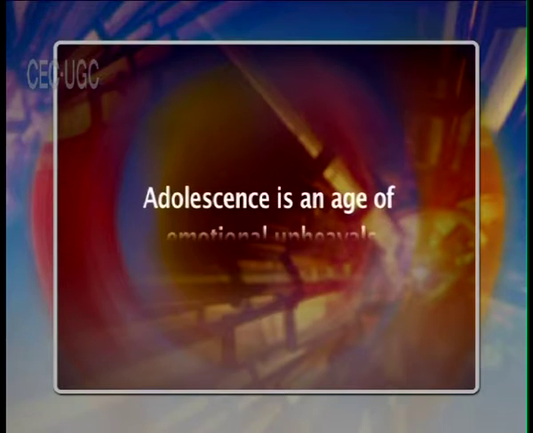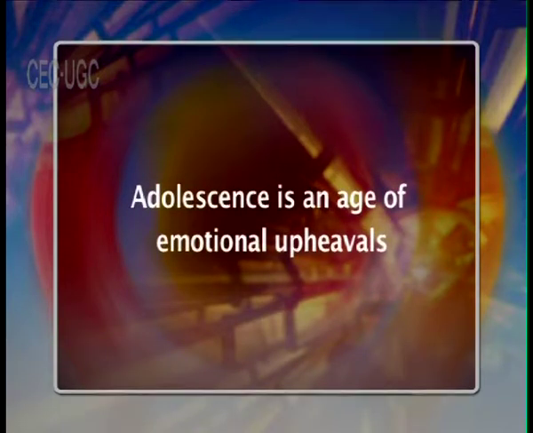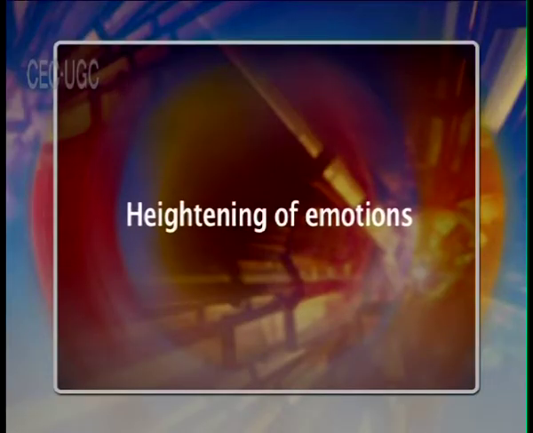Fifth, emotional aspect. Adolescence is an age of emotional upheavals. The adolescent is driven by instincts and tendencies, and this influence changes from moment to moment. Heightening of emotions. Adolescence is the period of heightened emotionality. Their emotions are very intense. When an adolescent hates someone, he hates strongly, and when he falls in love, he does so passionately. Thus, emotions of adolescents are on the extreme.